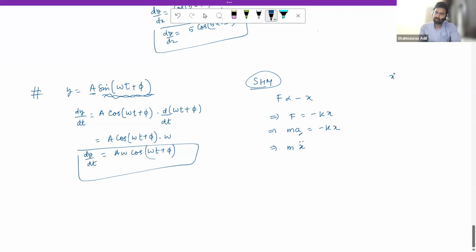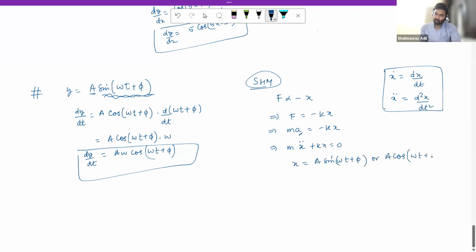In here, x dot is dx by dt and x double dot is d square x by dt square, right? Double differentiation. So this is the equation that we get. If we solve this equation, the solution is A sine(ωt + φ), or we can also write it as A cos(ωt + φ). Both are correct, right? This SHM at some point we will move on to. This kind of SHM question we have done.